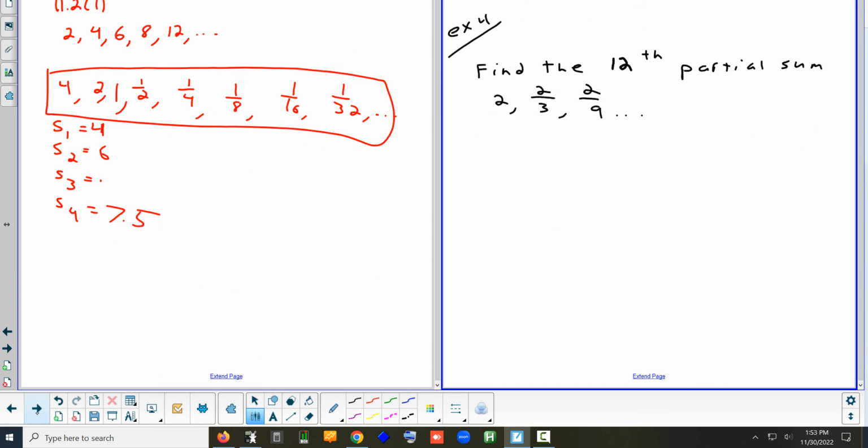All right, let's try one more. This time I want you to add up the first 12 in that sequence. But you don't have to find them. All you have to do is figure out the first term and what you multiply by each time to get from one to the next.